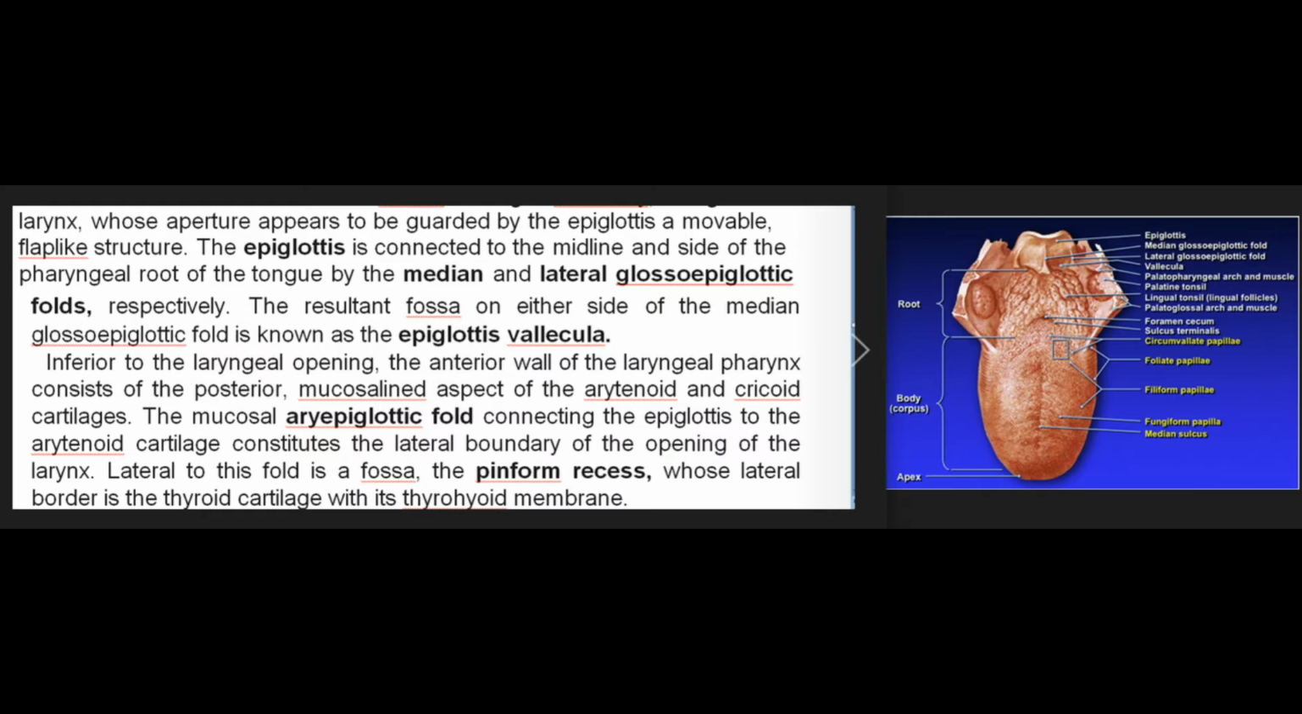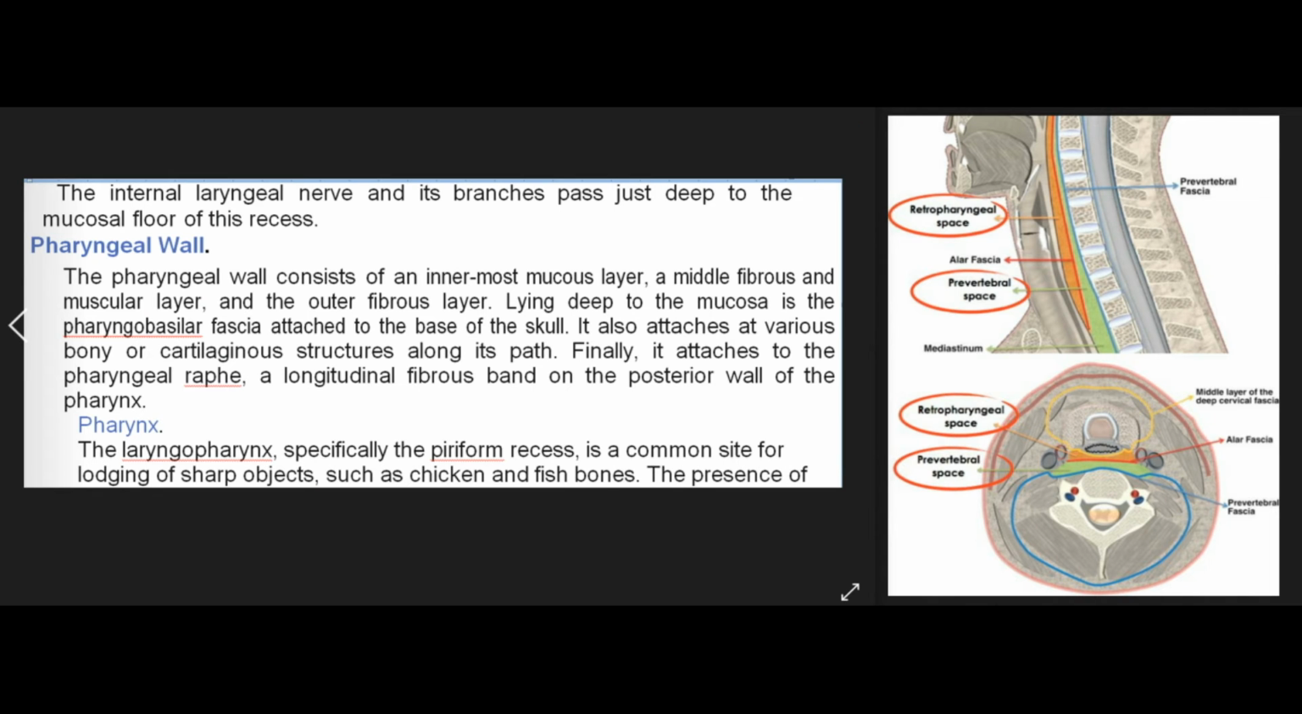The mucosal aryepiglottic fold connecting the epiglottis to the arytenoid cartilage constitutes the lateral boundary of the opening of the larynx. Lateral to this fold is a fossa, the piriform recess, whose lateral border is the thyroid cartilage with its thyrohyoid membrane. The internal laryngeal nerve and its branches pass just deep to the mucosal floor of this recess.